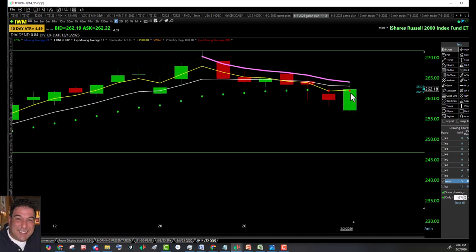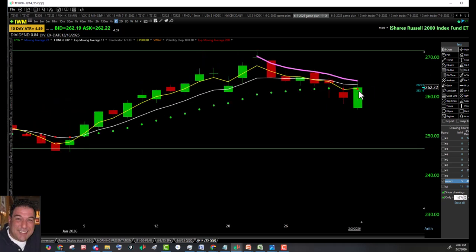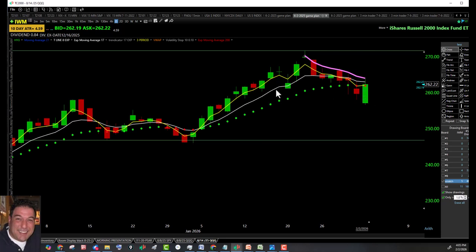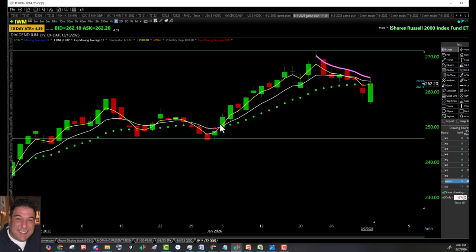And we closed over, see the red dot? We closed over the red dot. So we closed over the flat 17 EMA. But we closed under, see the pink line, the all-time high anchored VWAP. So we haven't made any lower lows. We have an uptrend. We're just experiencing a pullback in the uptrend.